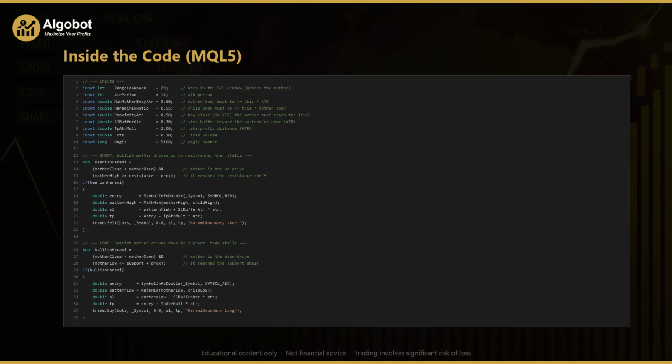ATR period controls the ATR length. MinMotherBodyAtr and Harami max ratio shape what counts as a valid Harami, how strong the mother must be, and how small the child must be. Proximity ATR decides how close the mother must reach the level. SL buffer ATR sets the stop cushion, and TpAtrMult sets the profit distance. Lots is the fixed trade size, and magic tags the EA zone positions.